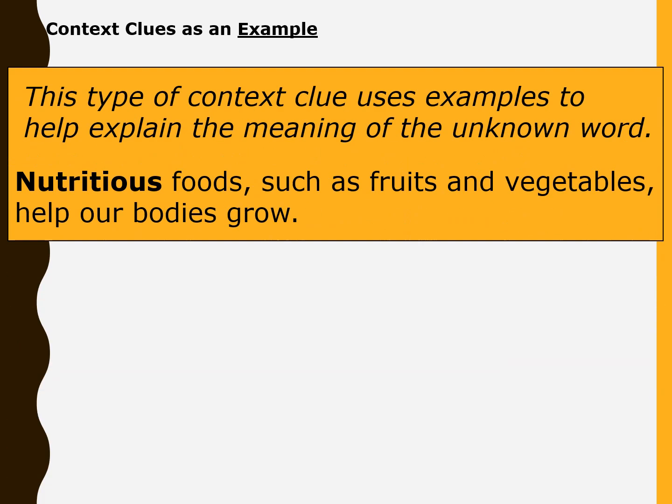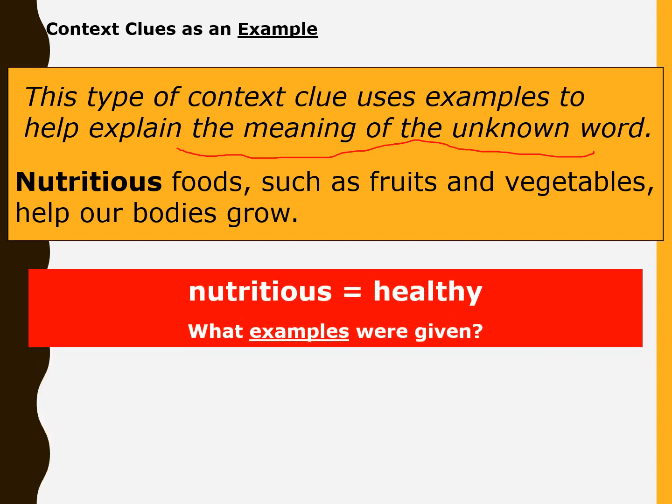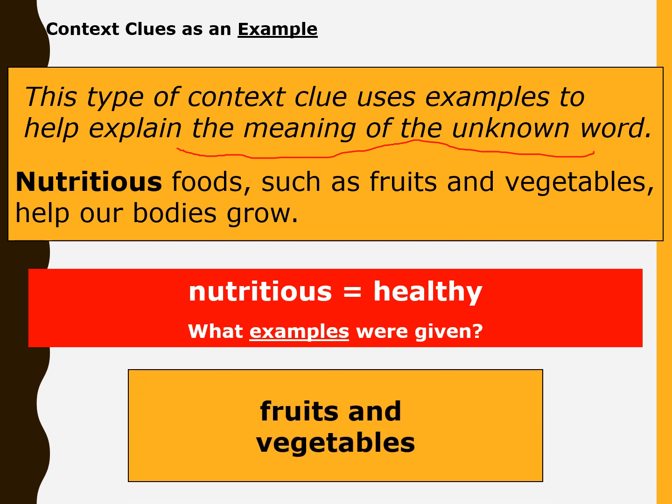Next, we are going to look into another context clue, which is an example. This type of context clue uses examples to help explain the meaning of the unknown word. For example, nutritious foods such as fruits and vegetables help our bodies grow. So here we can say that nutritious has the same meaning as healthy, and what examples were given? In this sentence, the examples given are fruits and vegetables.